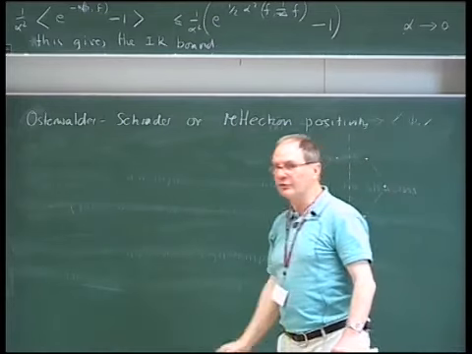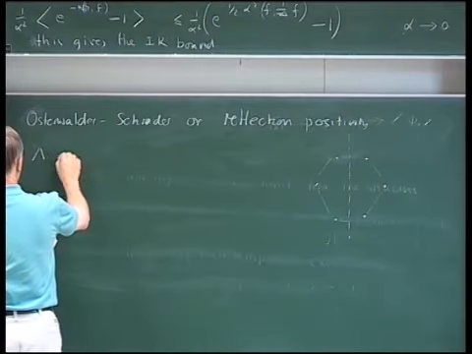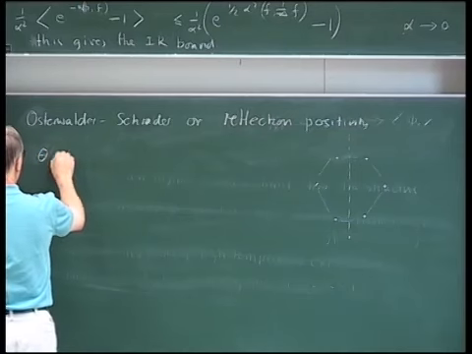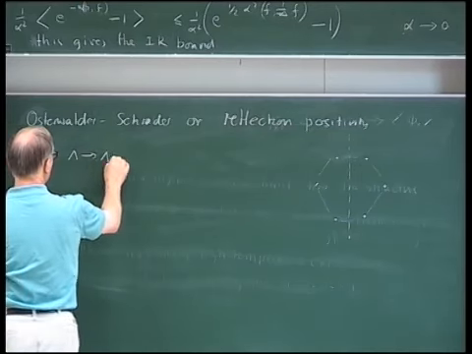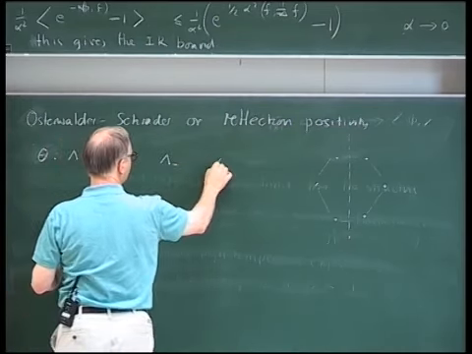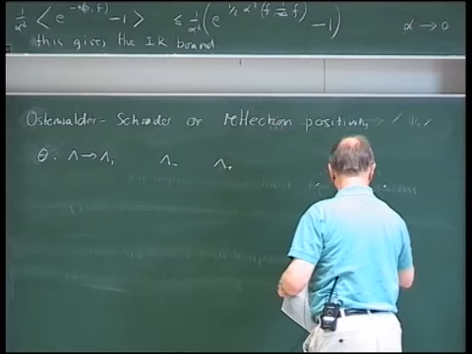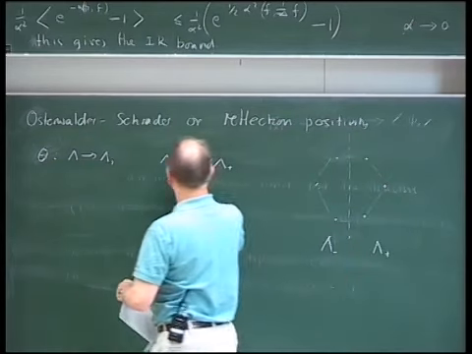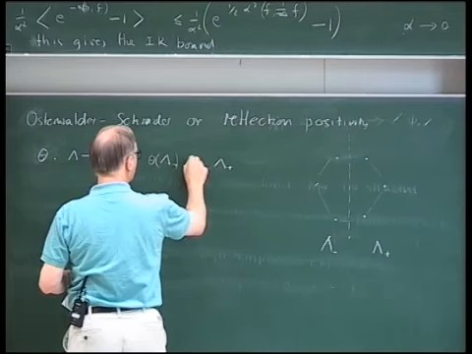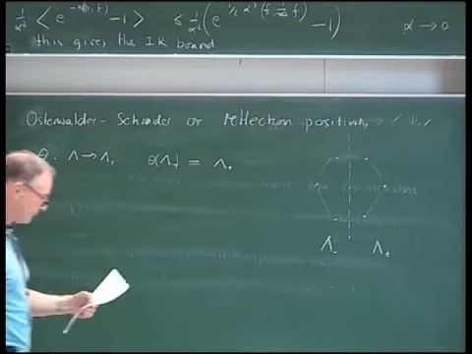So reflections, we need basically this setup. Lambda, we need a reflection, theta, which maps lambda into lambda. And then there's going to be a left half, lambda minus, and there's going to be a right half. This would be the left half here, lambda minus, and there'll be a right half, lambda plus. And theta of lambda minus is going to be lambda plus, and vice versa. So we need a reflection.